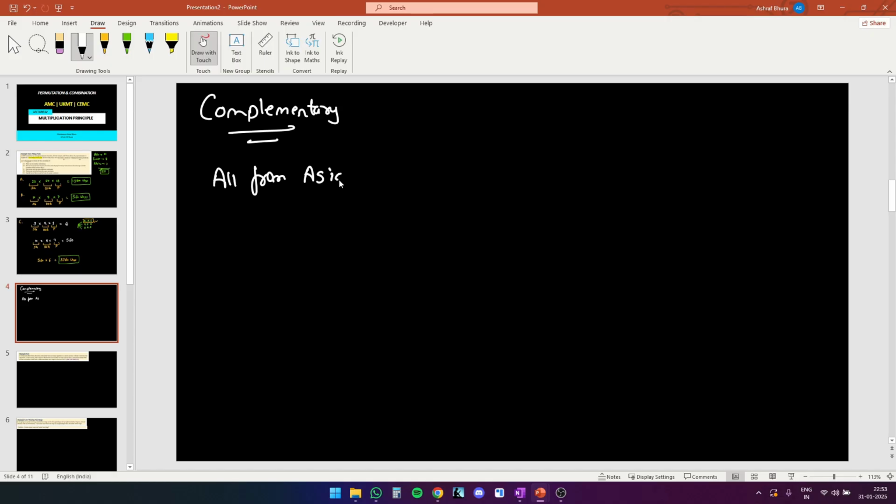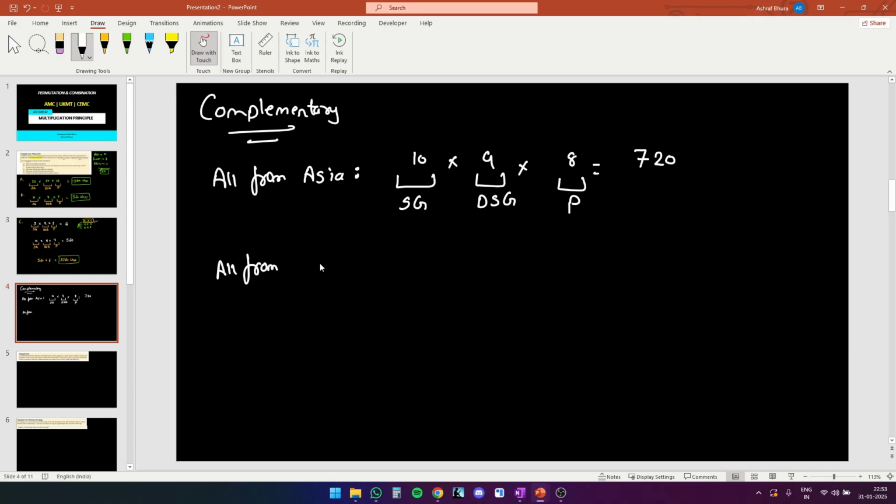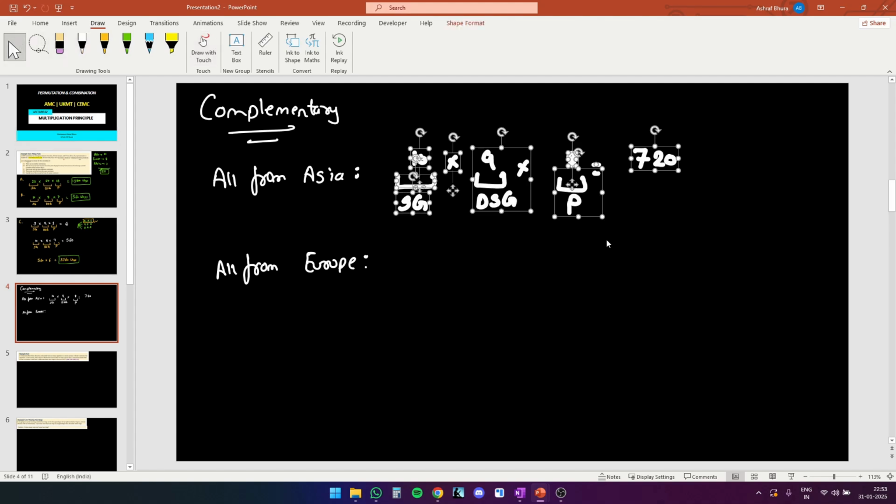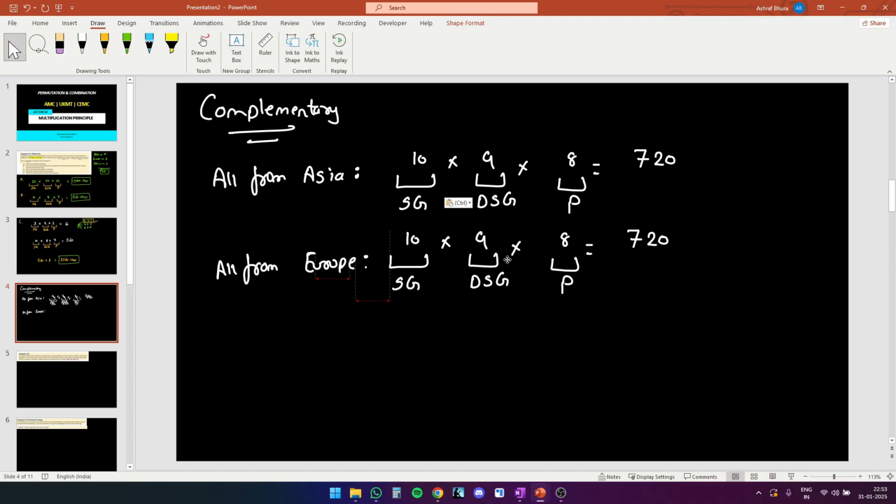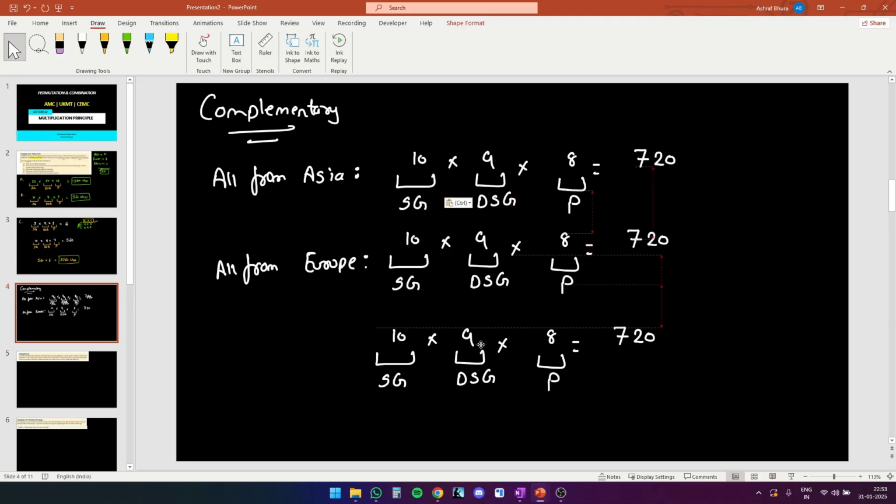If all of them are from Asia, for Secretary General I will have 10 choices, for Deputy Secretary General I will have 9 choices, and for President again I will have 8 choices. So in total I have 720 choices. Let's say all from Europe. And let's say all of them from Africa as well. So all from Europe and all from Africa.